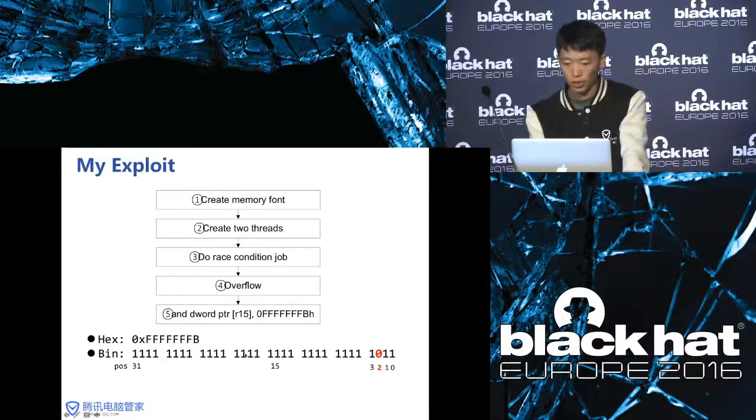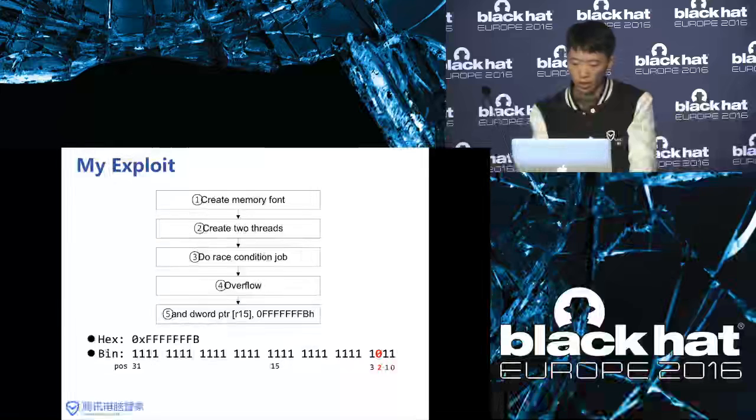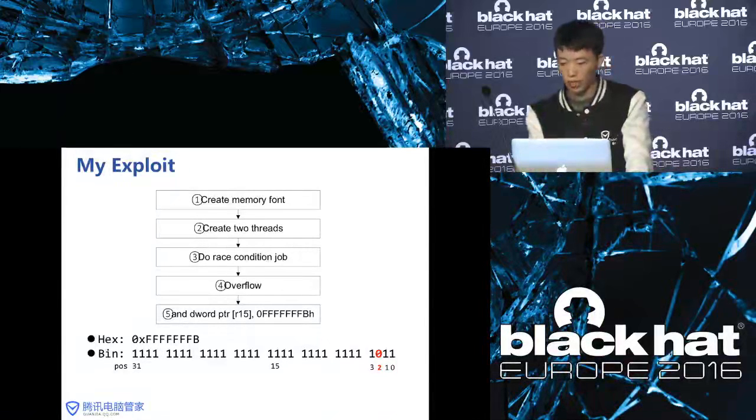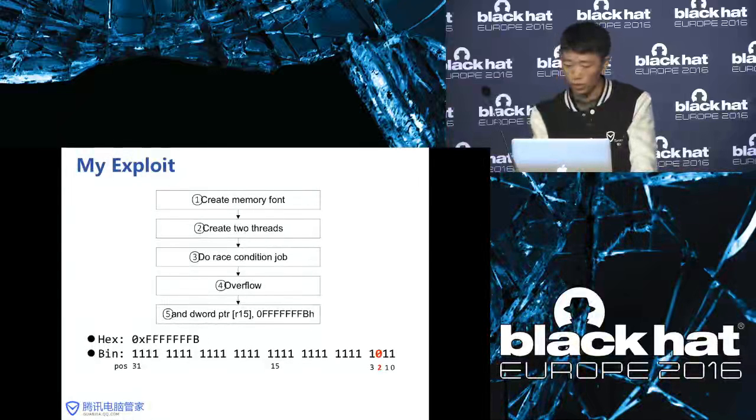My exploit procedure is like I said before. I create 2 fonts and load them into the system at first. Then I start 2 threads and let them do the race condition. After the overflow happens, I could control the R15 register. Then with the help of this assembly code and the R15 register, I can modify 1 bit of anywhere, changing it from 1 to 0, just like here, position 2.